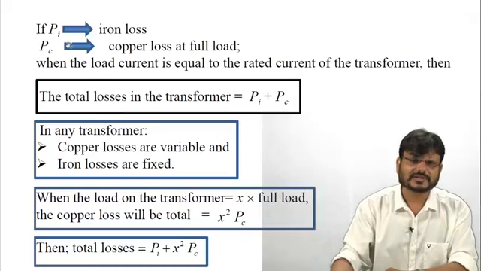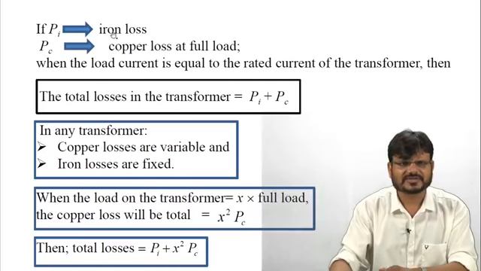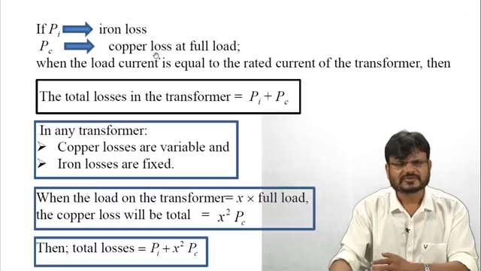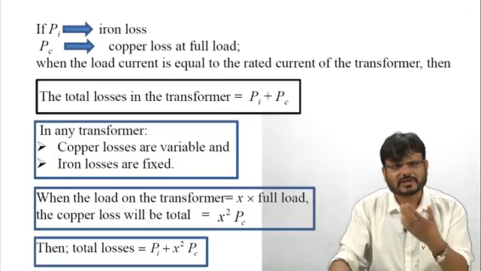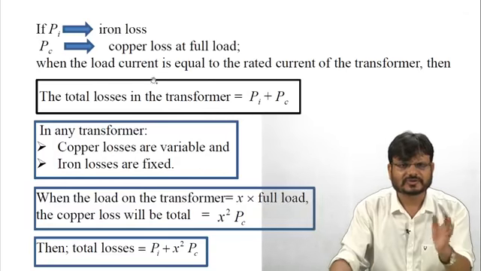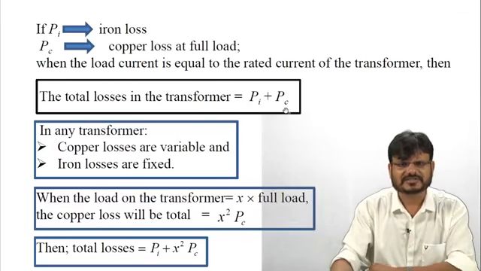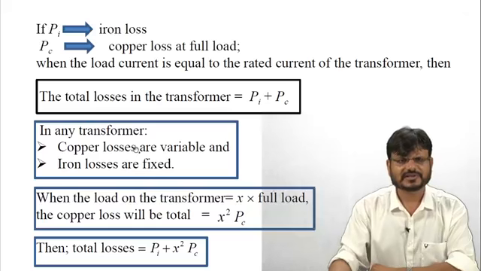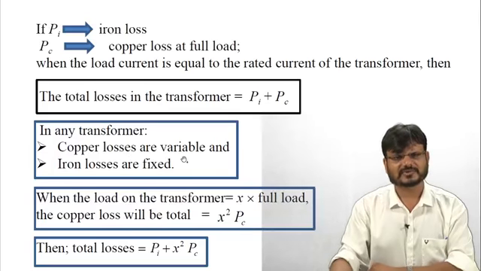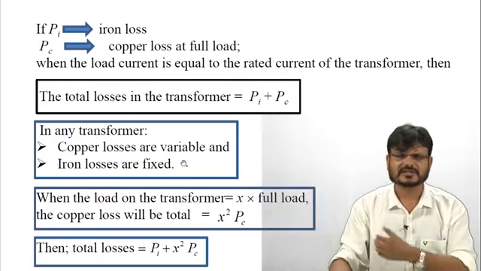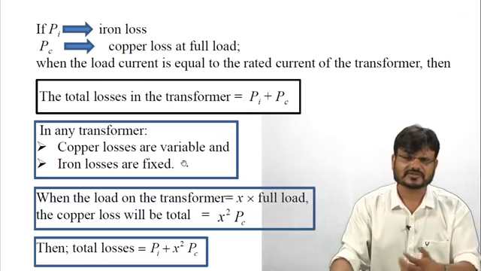So we are assuming that Pi is the iron losses, which include eddy current losses and hysteresis losses. These are the constant losses, and PC is the copper losses at full load. So the total losses in the transformer at full load can be written as Pi plus PC, where Pi is iron losses and PC is the copper losses. In any transformer, as you know, copper losses are the variable losses and iron losses are the fixed losses, or you can say constant losses.